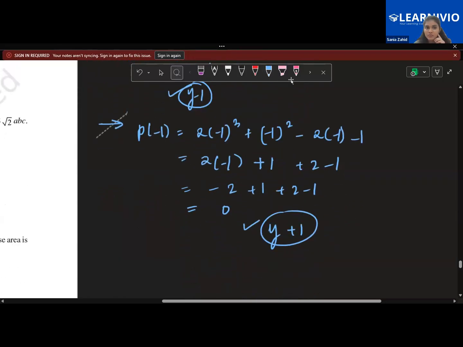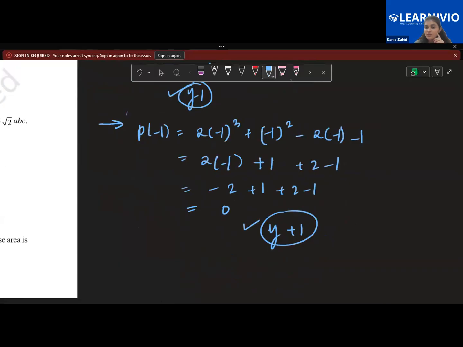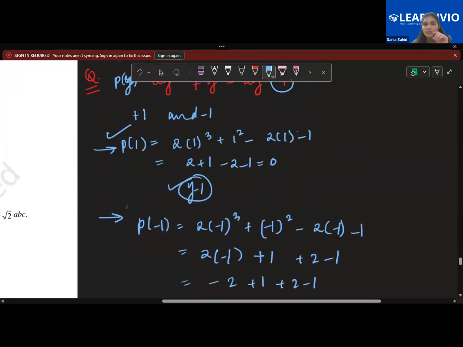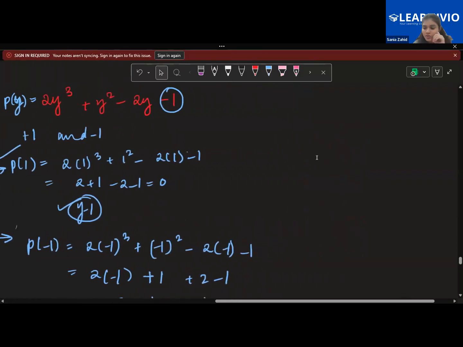No, ma'am. For the number which we got as 0, we are taking that number. Yes, we are getting 0 for both numbers. We are getting 0 for minus 1 also, but we are going to choose only one number. If we do the first one, 1, and we get 0, then we don't do the minus. Okay, fine. So we got y minus 1. That means one of the factors you got is y minus 1.